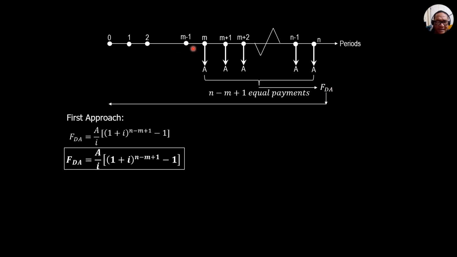So since the distance is n minus 0, or n, we are going to divide this formula by 1 plus i to the n, right? So from future worth, you just divide that by 1 plus i to the n. Then the formula for present worth therefore is A over i, quantity 1 plus i to the n minus m plus 1 minus 1, all over 1 plus i to the n.